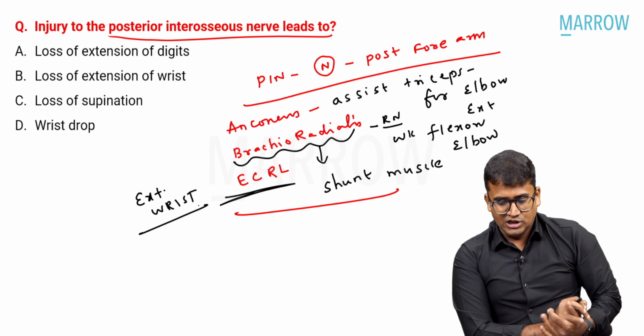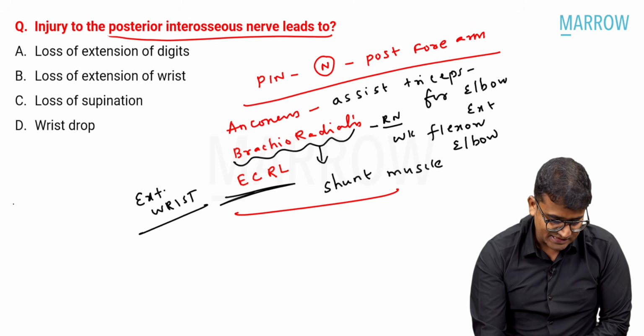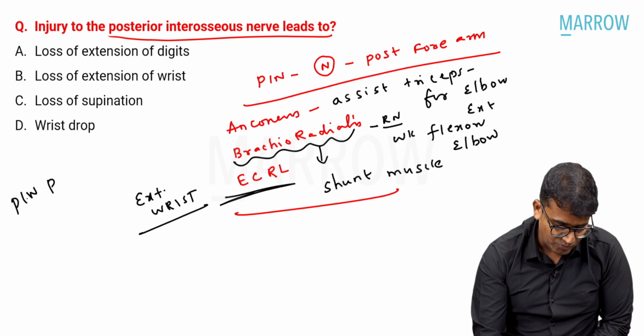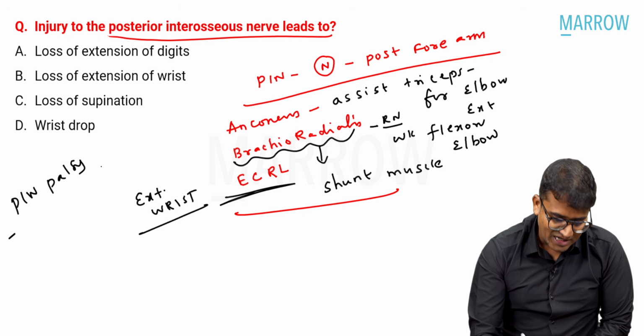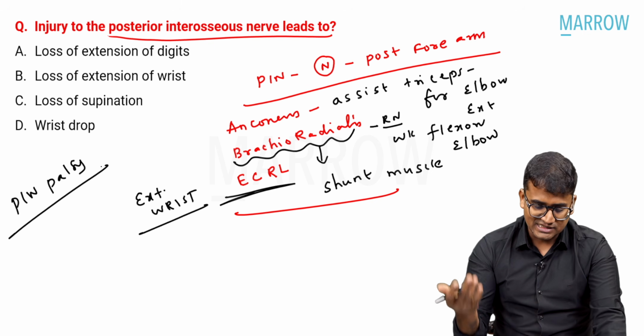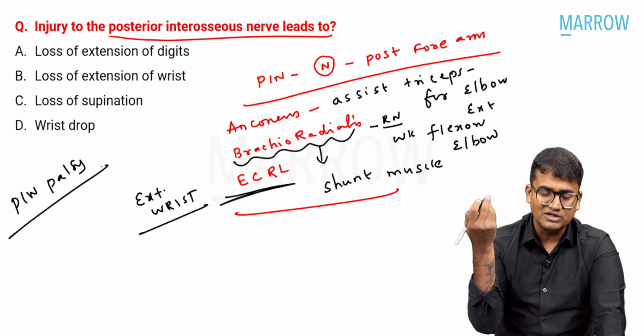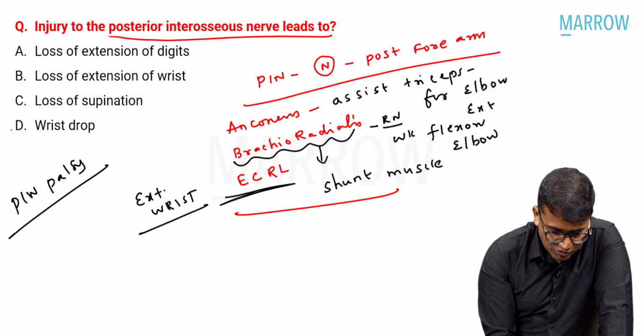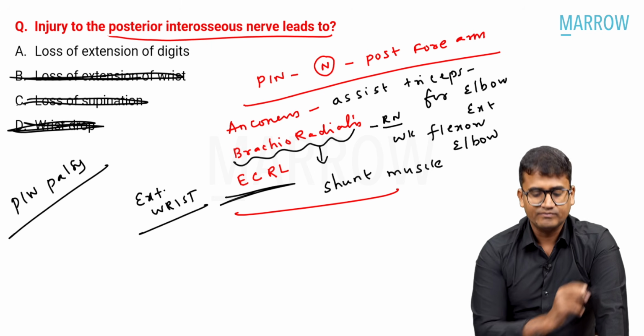Extension of wrist. In the case of posterior interosseous nerve palsy, extension of elbow is normal. Why? Because of triceps and anconeus. Extension of wrist is normal because of ECRL muscle. So, wrist drop is not seen in the PIN palsy.